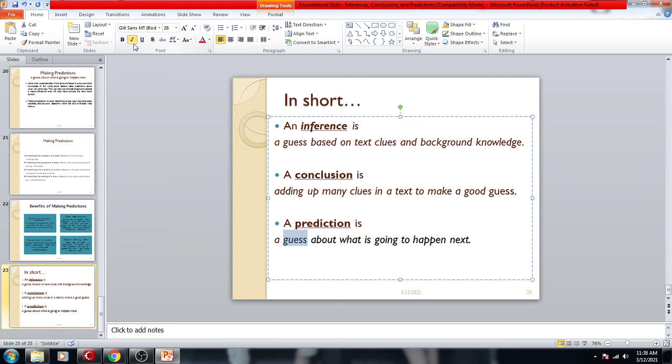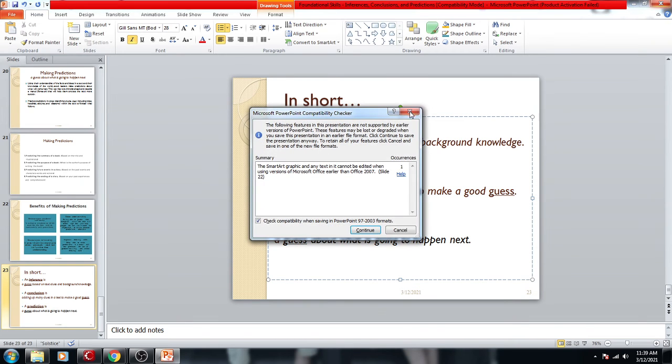I meant them to underline them, to draw attention to what is common between them, being guesses. So an inference is a guess based on text clues and background knowledge. A conclusion is adding up many clues in a text to make a good guess. A prediction is a guess made in advance about what is going to happen next. So this is actually what today's class is about.